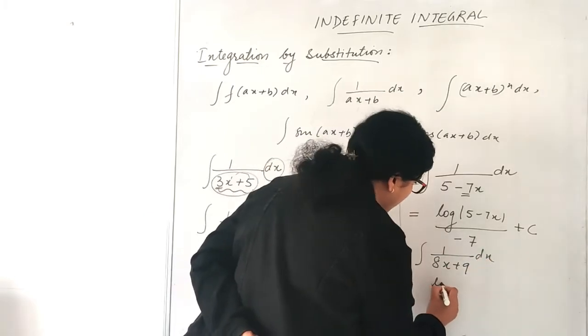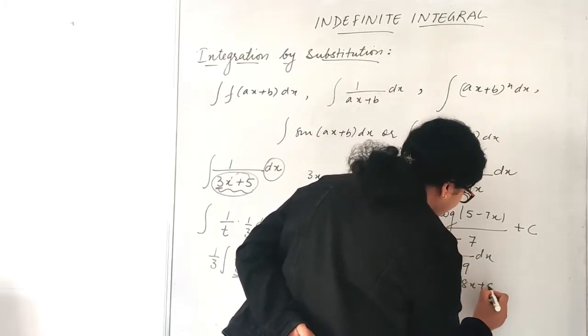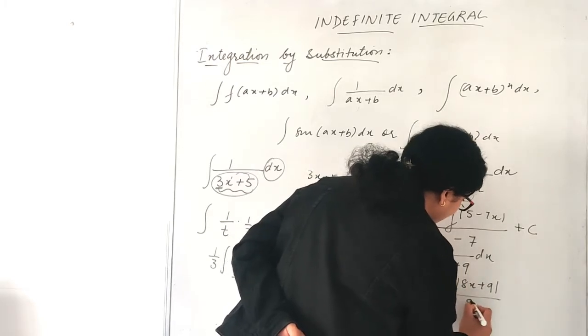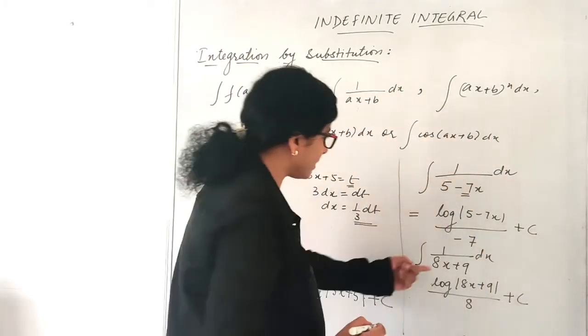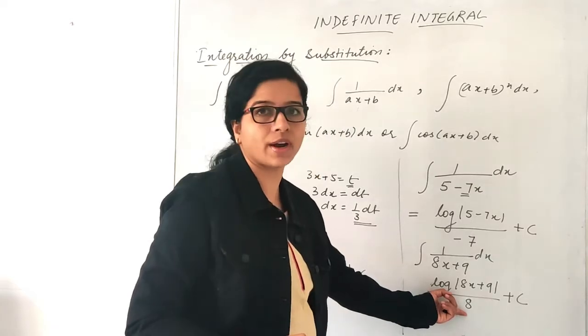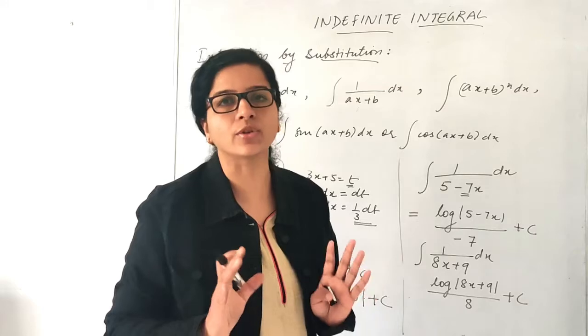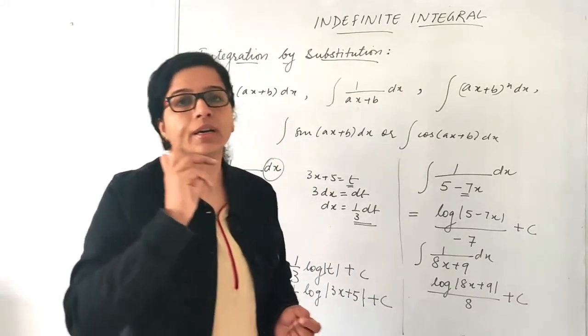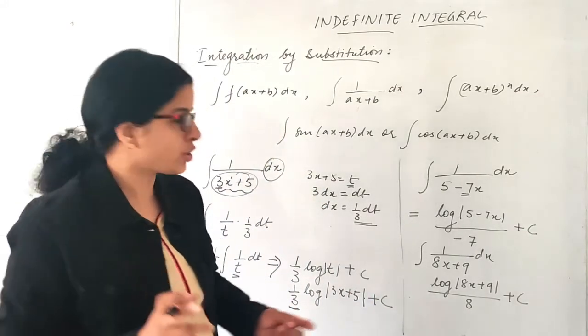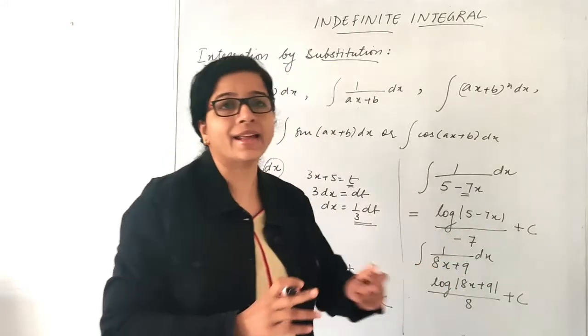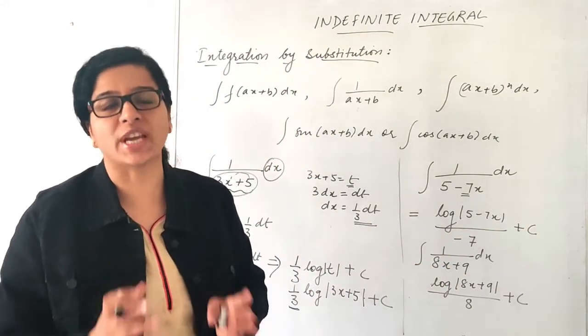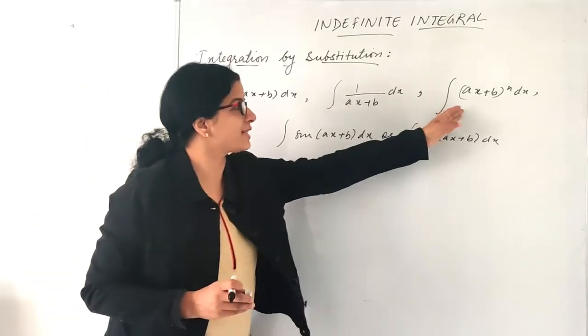So it will also become log 8x plus 9 upon 8 plus c, right? Whatever is the coefficient of x, with that you have to divide. And if it is 1 upon something, you have to take the log. Always you have to take log. And moreover, the power of x should be 1. It should not be square over here, then your value of integral will change. Okay.